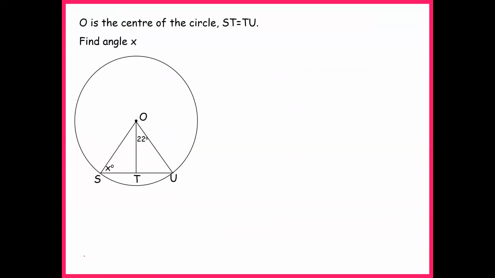Okay, there's another case. O is the center of the circle, and now they're telling us that ST is equal to TU. That's the given information. And now our conclusion would be that OT is perpendicular. So that is given to be equal, and we can conclude that that is perpendicular. We'll talk about reasons later when we come into the past paper questions.